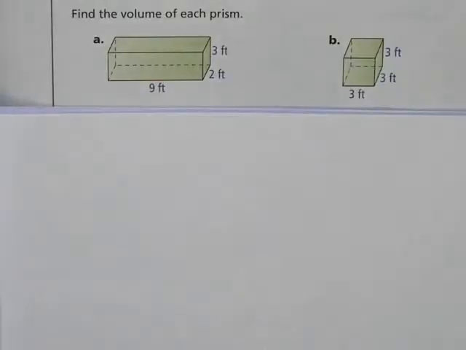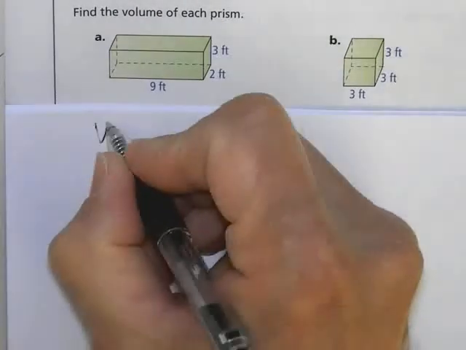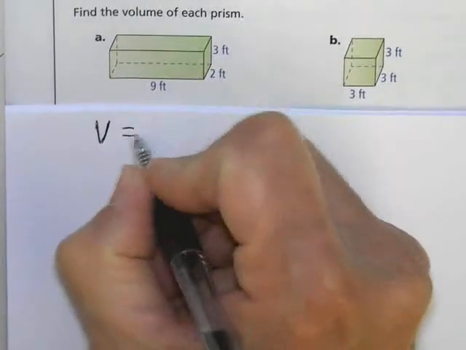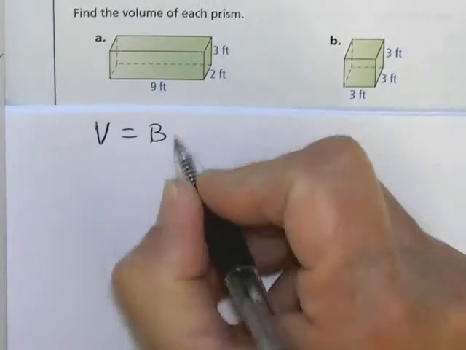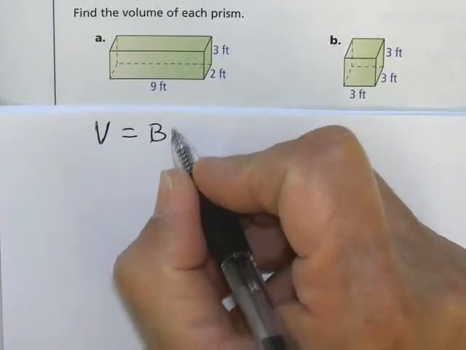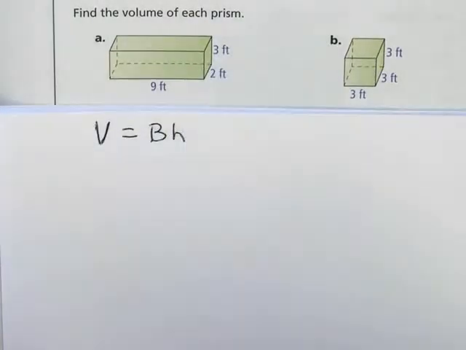Okay, I now have two prisms here. The one on the left, A, is a rectangular prism, and the one on the right, B, is a cube. So let's start with A. And let's, of course, start with our formula, which is volume equals B, which represents the area, multiplied by the height. Okay, so for B, what does B equal here?